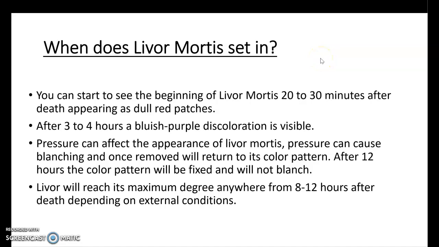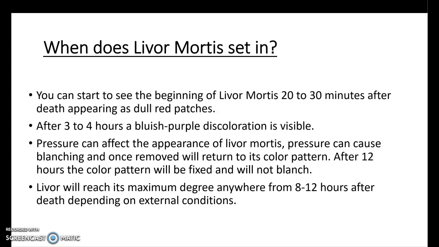When does it set in? You can actually start to see the beginning of livor mortis 20 to 30 minutes after death, appearing as dull red patches. After 3 to 4 hours, a bluish purple discoloration is visible. During that time, pressure can affect the appearance of livor mortis. Pressure can cause blanching, and once removed, it will return to its color pattern. Then you'll know that that person had probably passed away within the last 3 to 4 hours. After 12 hours, the color pattern will be fixed and it will not blanch. We'll talk a little bit more about that in a moment as well.